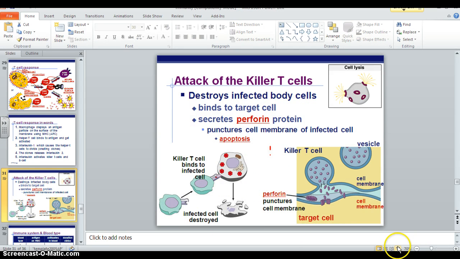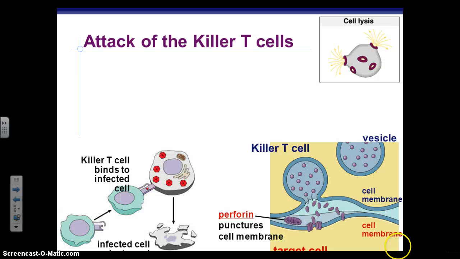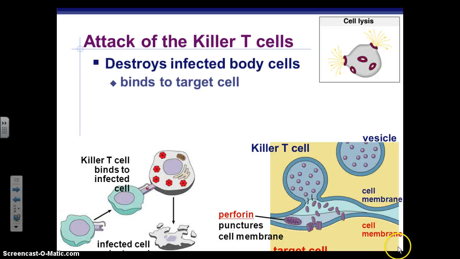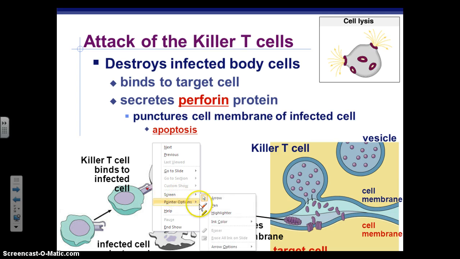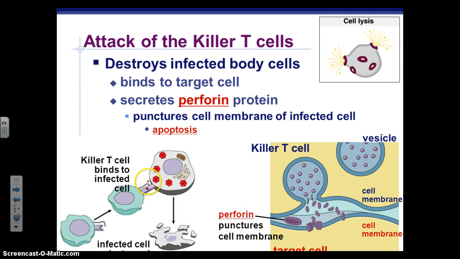So now the question is, once the killer T cells are activated, what do they do? Just like the helper T cells, they have receptors that recognize specific antigens, and they bind to the infected cell and, using a protein known as perforin, puncture the cell membrane. That causes the cell to lyse and complete apoptosis.